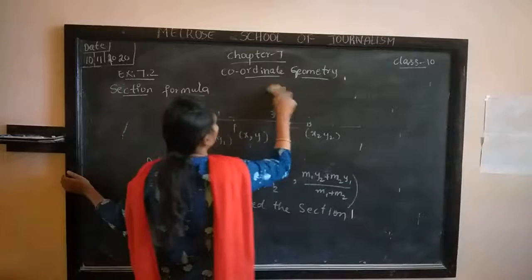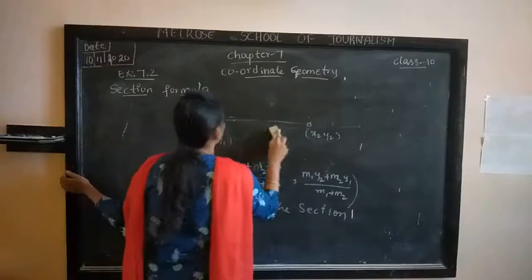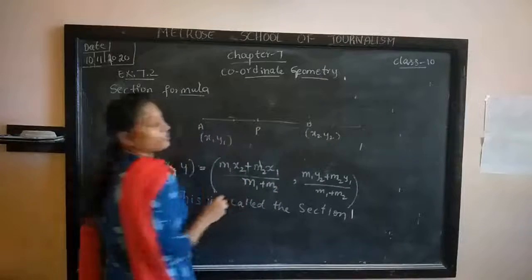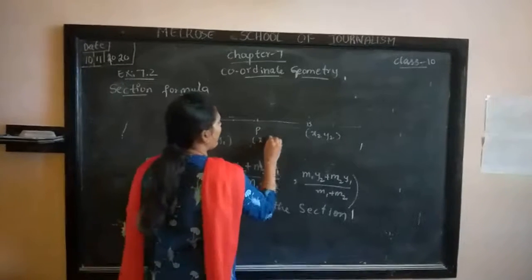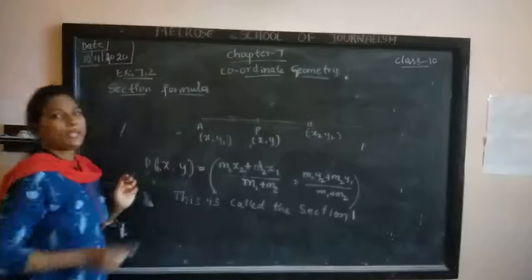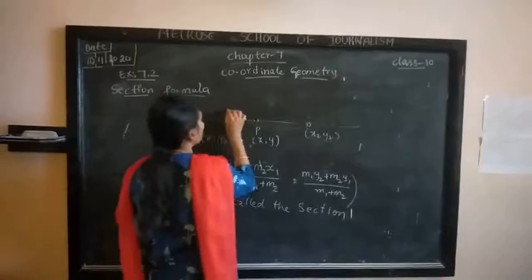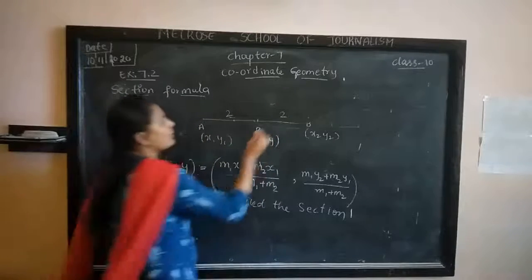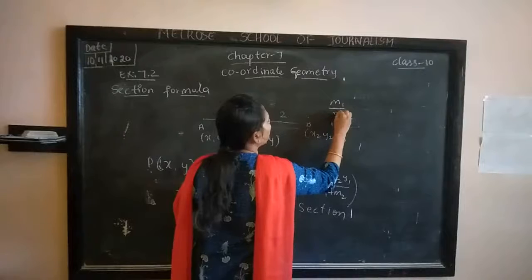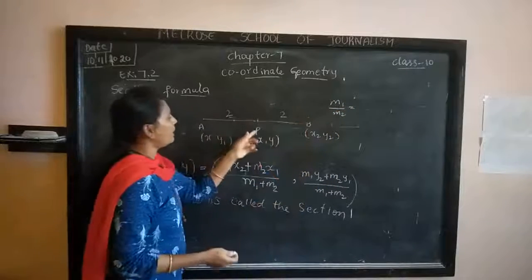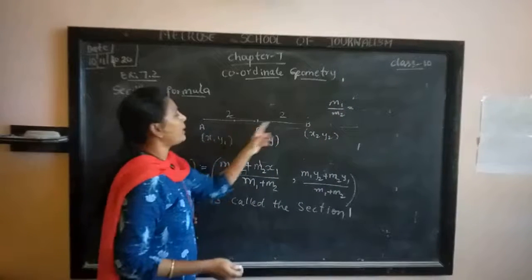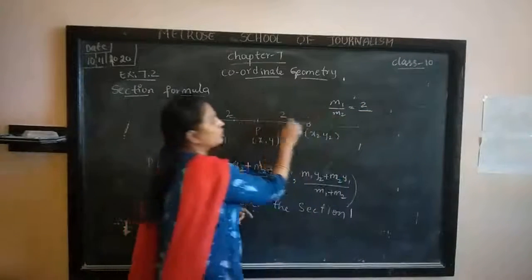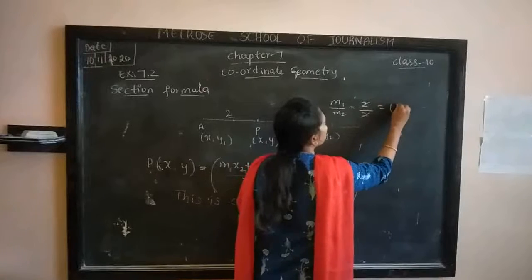The special case is if the point at which the line is divided is the midpoint, which I showed you at the beginning of this class. If P is the midpoint, it divides the line in the ratio 2 by 2. AP by PB is 2 by 2, which is nothing but M1 by M2. M1 is 2, M2 is also 2.